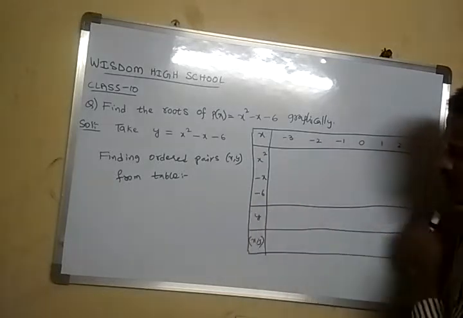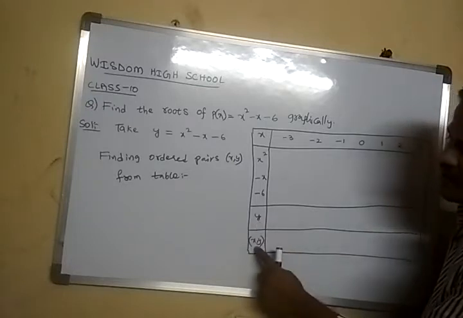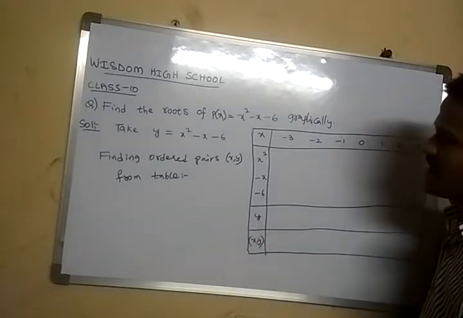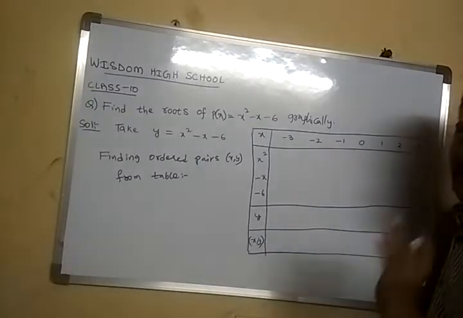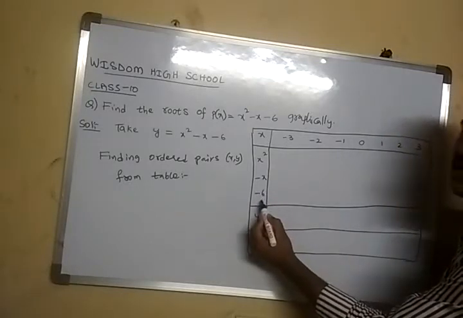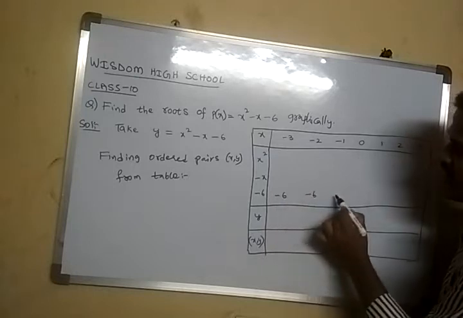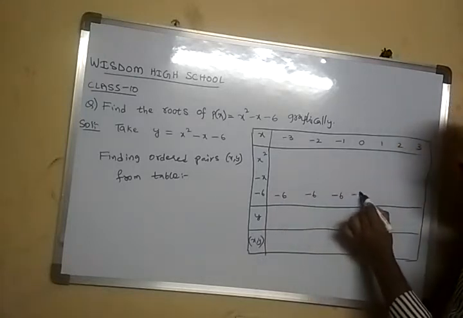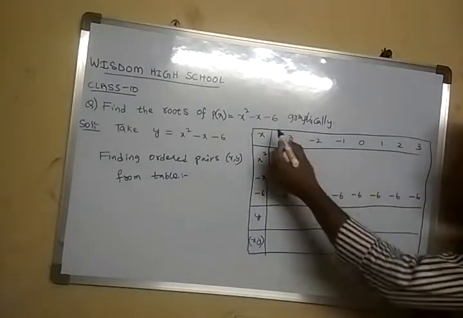Now draw another line and take that as y. After taking y, you will get the x comma y ordered pairs from this. Now how do we find the ordered pairs here? Try to understand. Here the constant is -6. You have to take the constant -6 as it is. It does not change, whatever the value of x.